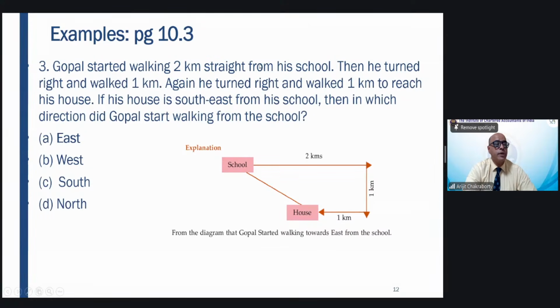Gopal starts walking 2 kilometers straight from his school. So from school Gopal is walking straight. Now the question is, then he is turning right. So first, suppose from his school he is moving towards his right hand side, that is, towards the east. Right is east. What does he do after this?